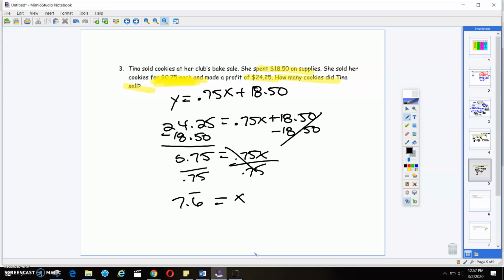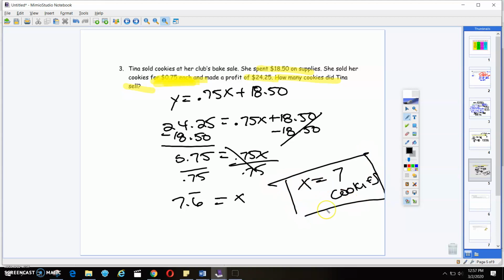Now, if you put 8, that's over her profit, so you can't say it's 8. If I plugged 8 in here, that would be over her profit. She can't make more money than she did, right? That doesn't work. So it's going to be x equals 7 cookies, because she can't sell half a cookie. So it's going to be a profit of $24.25 based off of 7 cookies.